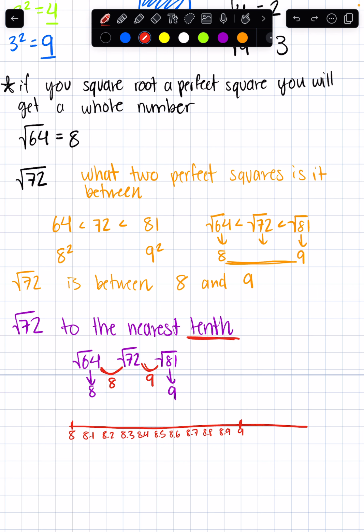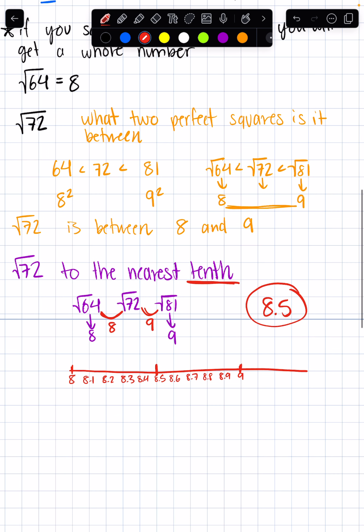And so I would notice on my number line that 8.5 is pretty much in the dead center between 8 and 9. And so that would be a really good estimated guess on the fact that 8.5 squared is probably really close to 72. So you could go ahead and check and make sure that your answer is decently accurate.